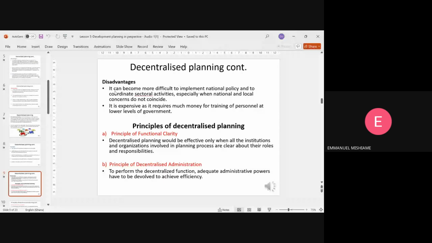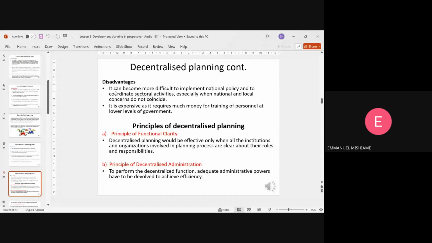Number one is the principle of functional clarity. Decentralized planning will be effective only when all the institutions and organizations involved in the planning process are clear about their roles and responsibilities. You remember one of the main advantages of the centralized system. We said that it is easy to identify who exercises authority, and so in a decentralized state, things will be better if everybody is clear about their roles.